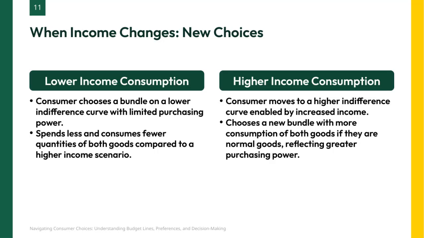Here we see how changes in income affect consumer choices. On the left, with lower income, the consumer is constrained to a lower indifference curve, meaning they have limited purchasing power and must choose a bundle with less consumption of both goods. On the right, as income increases, the consumer moves to a higher indifference curve, reflecting their greater ability to spend. This allows them to select a new bundle with more of both goods. Assuming these goods are normal, essentially, higher income expands their choices and improves their overall satisfaction by enabling more consumption.